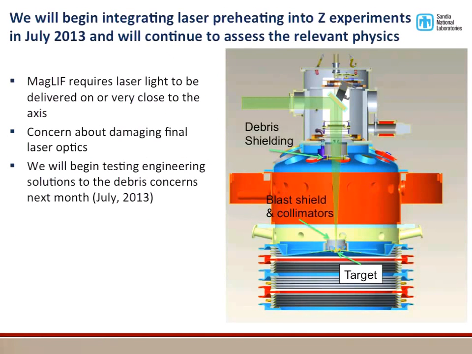There are also more engineering-related issues, concerns about debris. In order to preheat the fuel down the axis, you've got to bring the beam in and shine it right down into the target on axis. But with a Z pinch, you tend to have jets going axially out the top and out the bottom. So there could be high energy debris coming back up towards the optics. So these are things we're going to be testing actually next month.